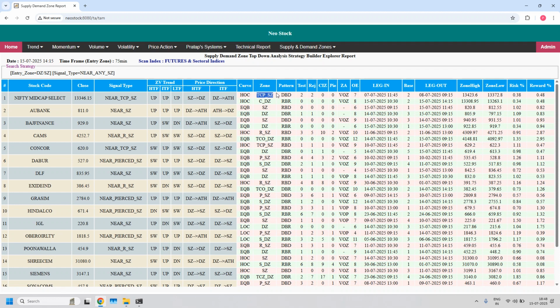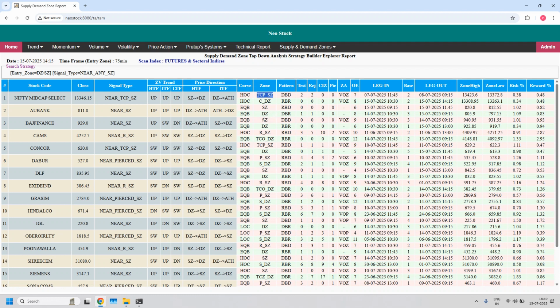NIFTY Mid Cap Select is having a daily high liquidity supply zone and it is also having a 75 minutes high liquidity supply zone and also a 75 minutes high liquidity demand zone. Probably prices will be moving between these zones until one of the zones is violated. So until then, you can take trades on either side, even though it is a stock near to the daily supply zone, because the distance is very small.